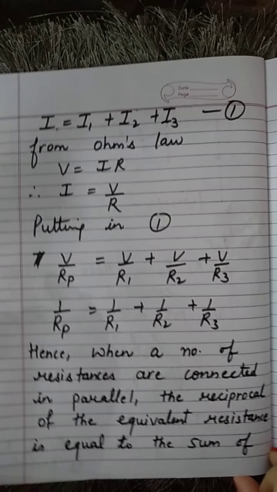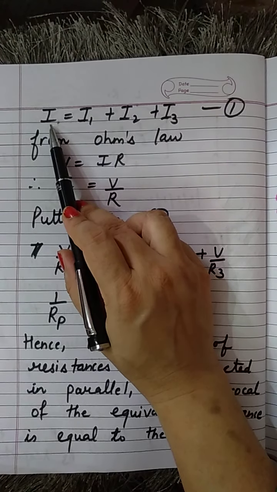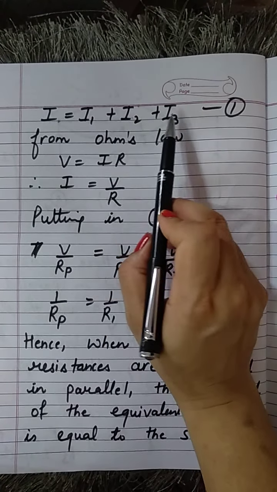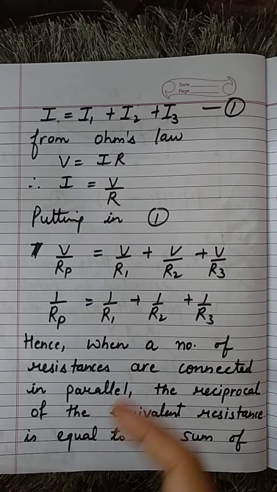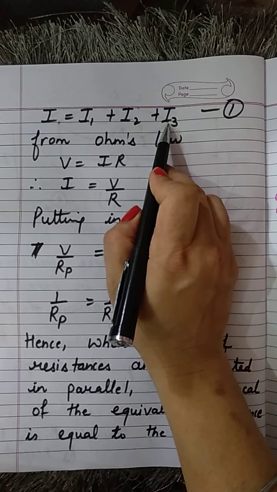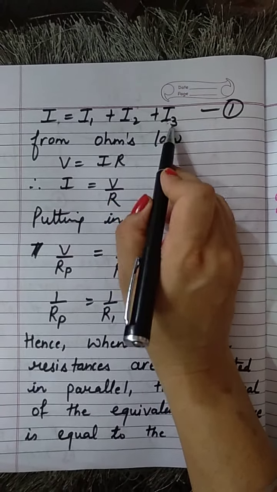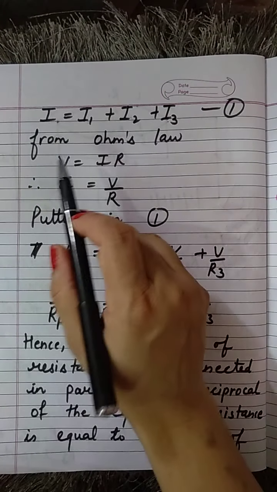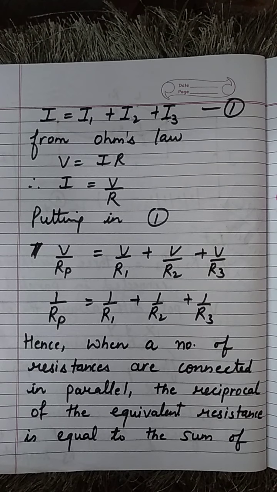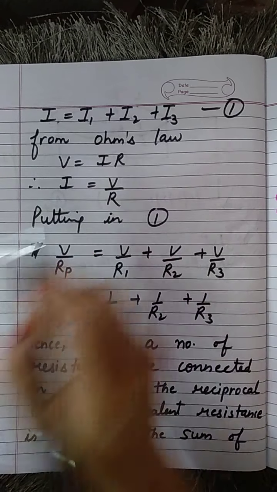In the series combination, we wrote V = V1 + V2 + V3. The reason: there current was constant and voltage was varying. Here current is varying and voltage is constant. So that's why we take I = I1 + I2 + I3. Again Ohm's law we are going to apply: V = IR. Then I will be V by R.